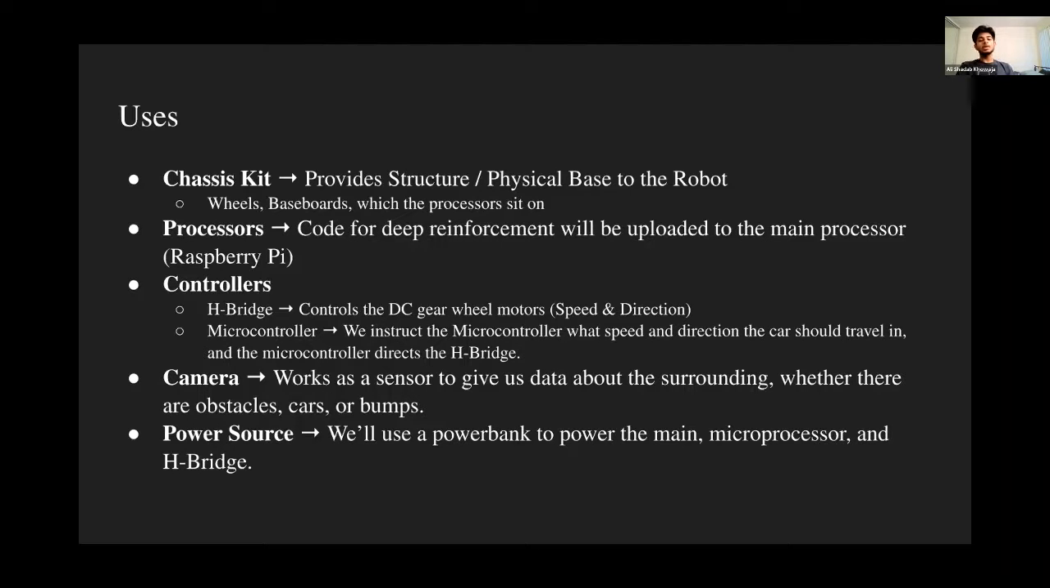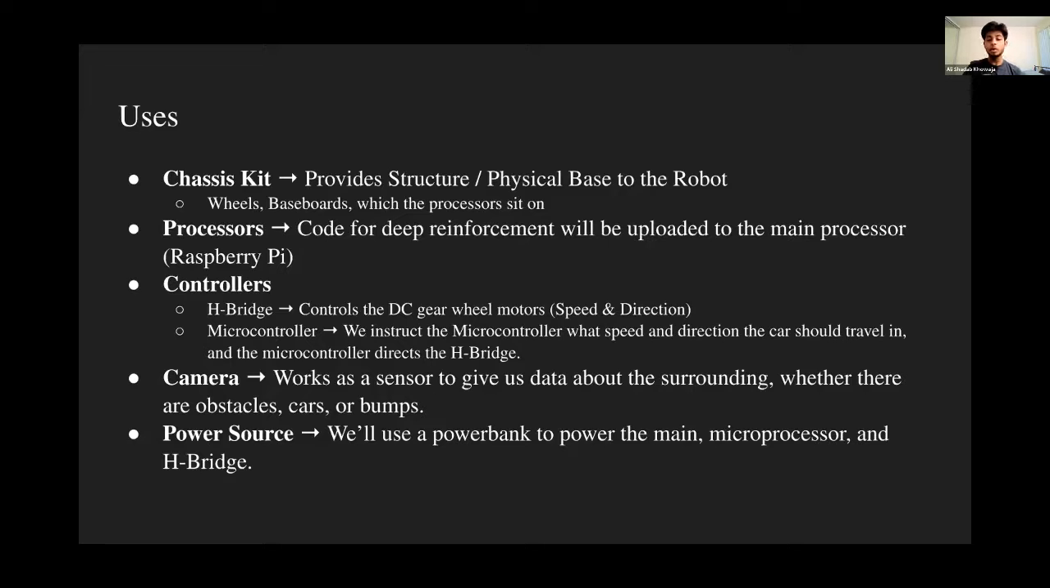Now, the processor is a really important component of our project because it connects our deep reinforcement code to the physical car. This is the piece that connects the software to the hardware. So we'll be uploading our code to the processor, which will direct the physical car, which will help the robot function. Next, we have our two controllers.